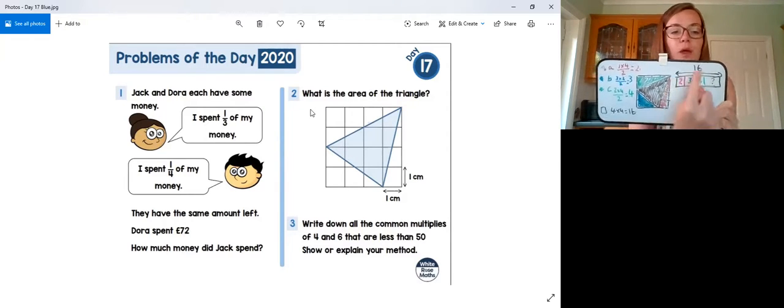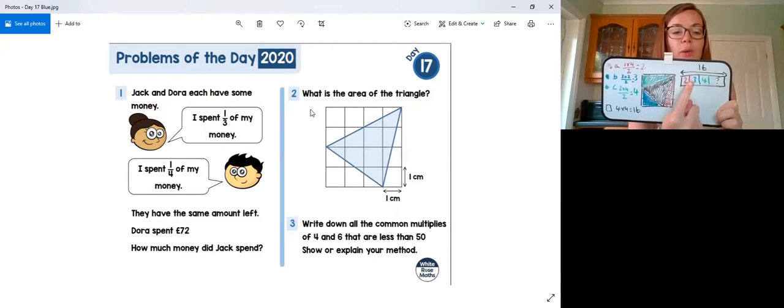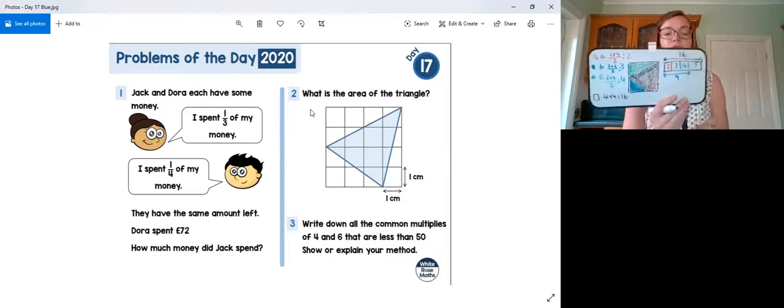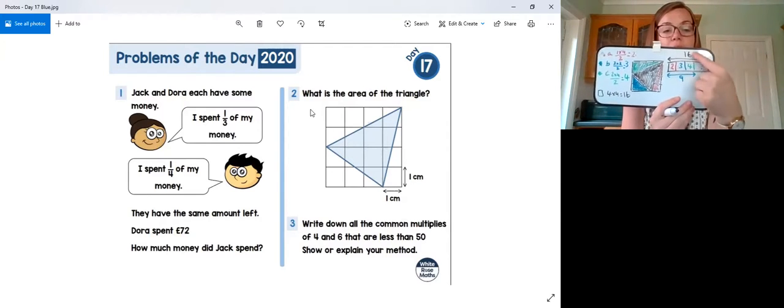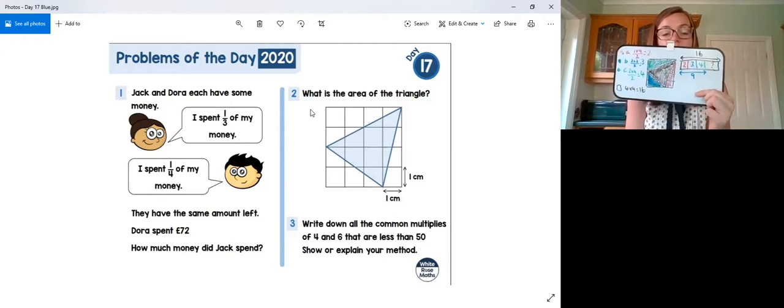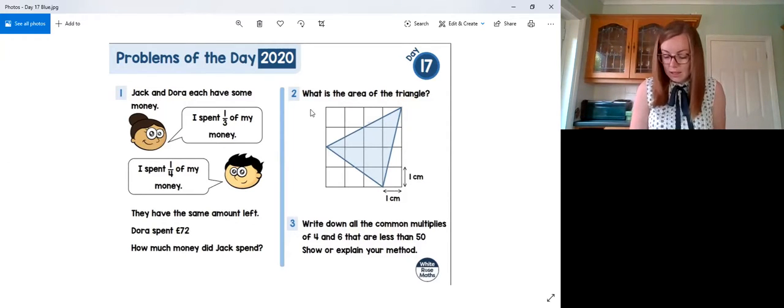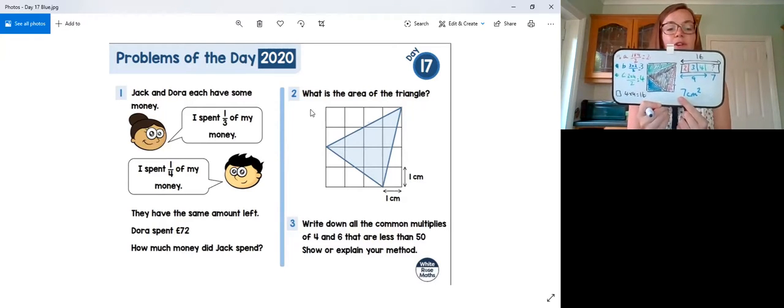So if we do our total parts, 2 plus 3 plus 4, well, 2 plus 3 is 5, and 5 plus 4 is 9. So these total to 9. So all we need to do now is find the difference between 9 and 16 for the black part, which is the triangle we were asked to find. So the difference between 16 and 9 is 7. So the area of the triangle is 7 centimeters squared.